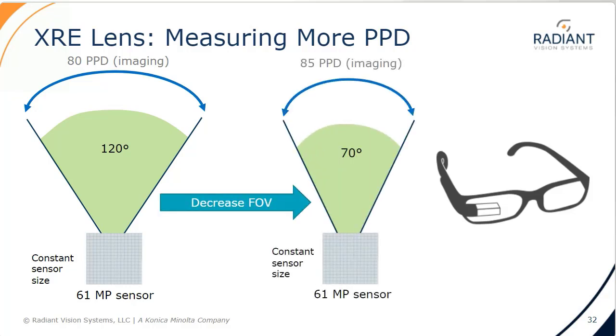So why would you want to use a lens with a narrower field of view? Applying the 61 megapixel resolution across 70 degrees with the XRE lens, we get a little bit more, 85 pixels per degree across the display. This increases measurement precision when needed.